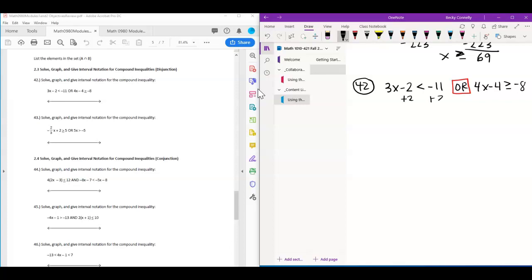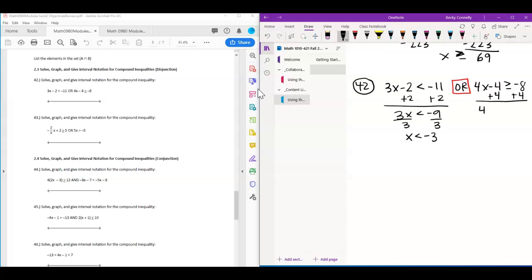So if I add 2 over, I get 3x is less than -9, and then I'll divide by 3. Remember, if this were a -3, if we're dividing by a negative, we would flip that inequality sign. It's not going to happen on either of these two, but just remember that. So x is less than -3. It doesn't matter that this top number is negative; it's the number we're dividing by. If that one's negative, that is going to flip our inequality.